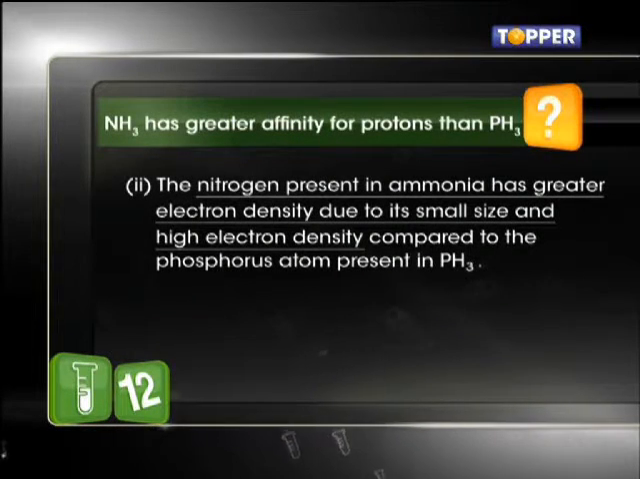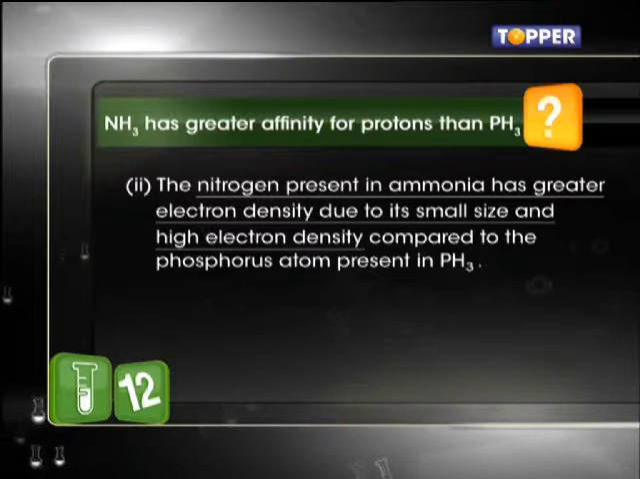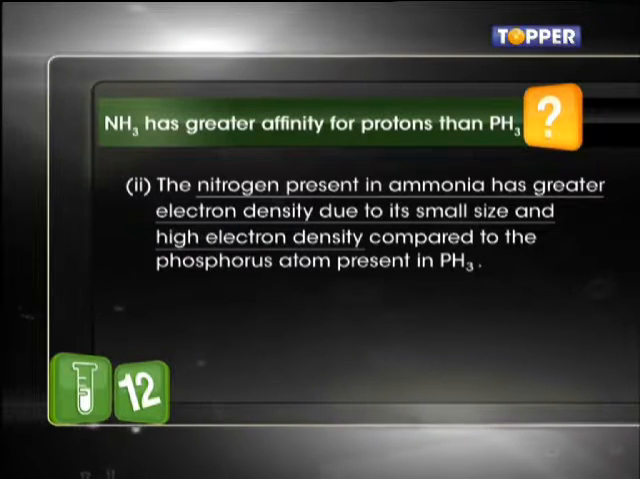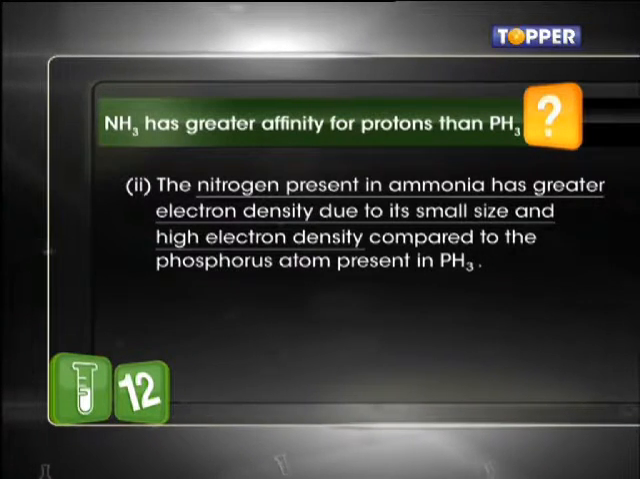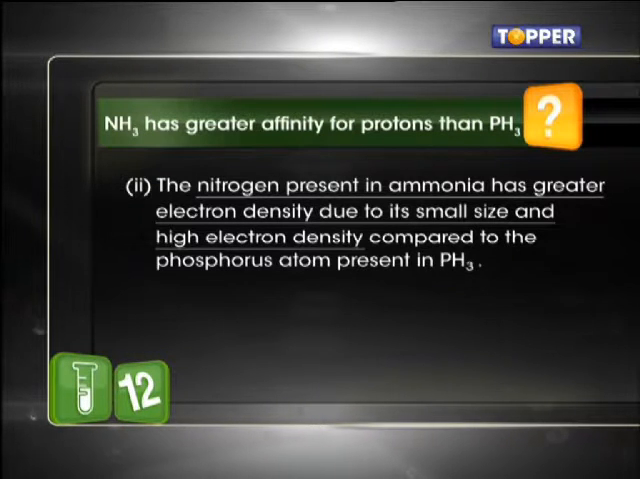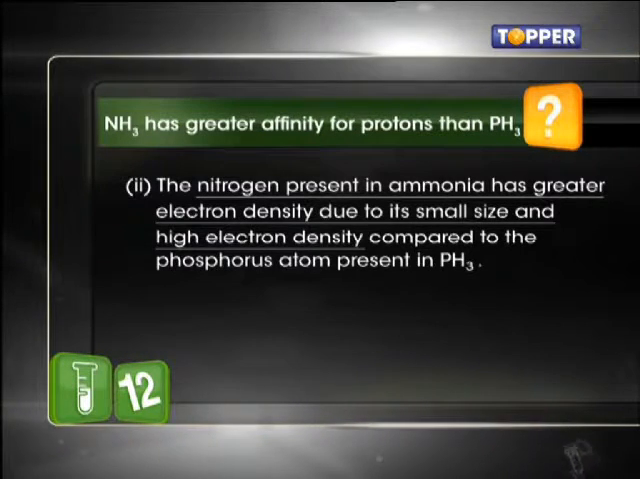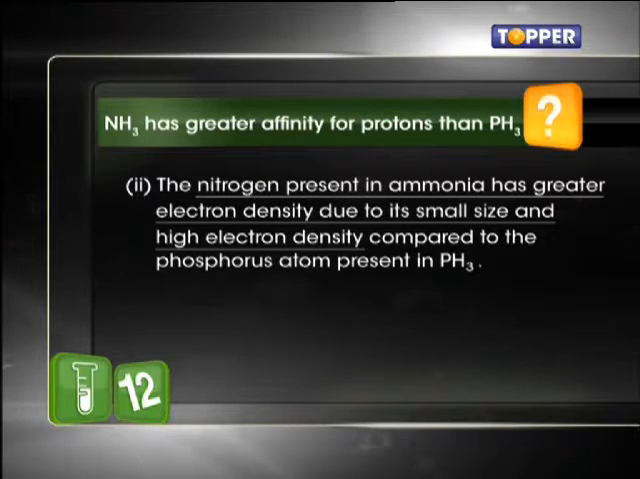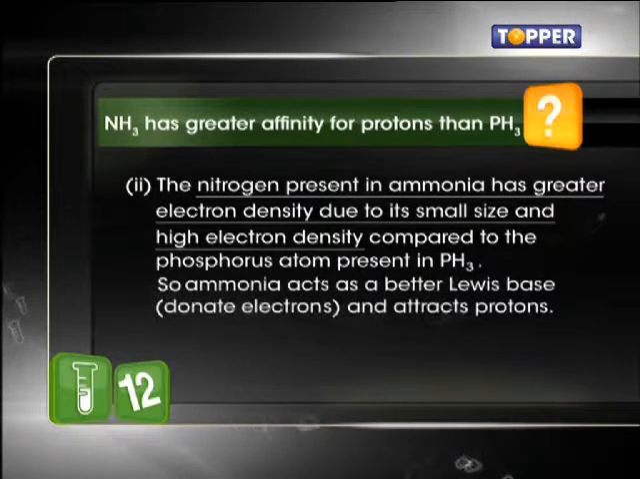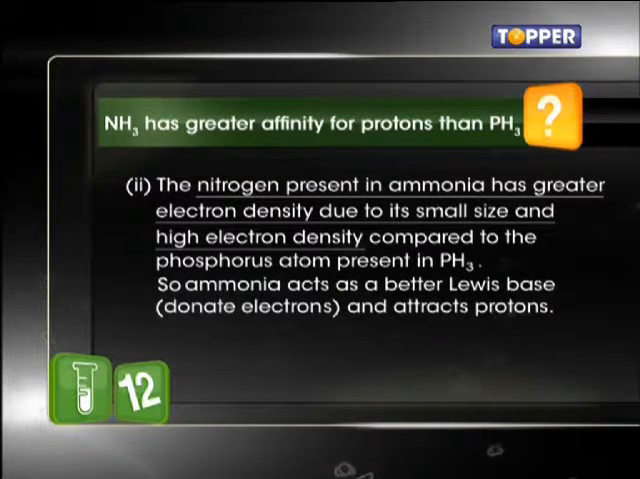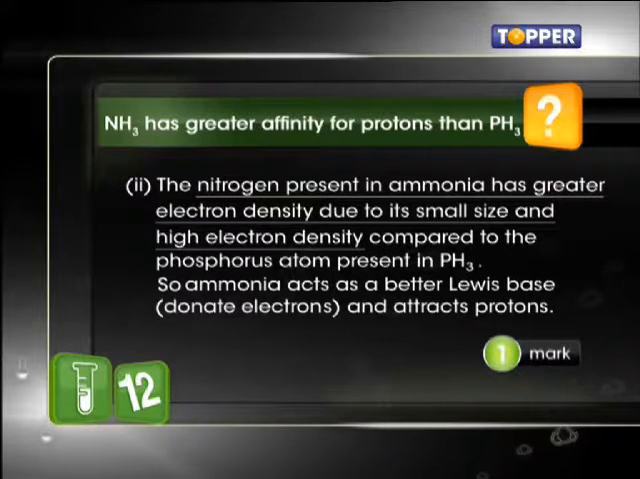In the second part, you should write that the nitrogen present in ammonia has great electron density due to its small size and high electron density compared to the phosphorus atom present in PH3. So ammonia acts as a better Lewis base, that is, donates electrons and attracts protons.